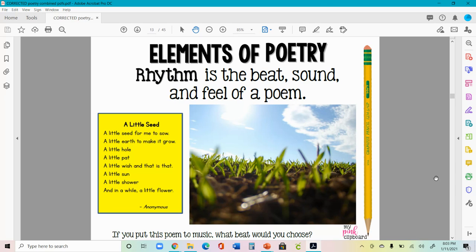A little seed for me to sow, a little earth to make it grow, a little hole, a little pat, a little wish, and that is that. A little sun and a little shower, and a little while, a little flower.